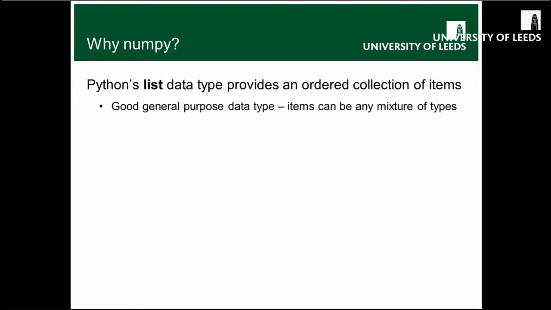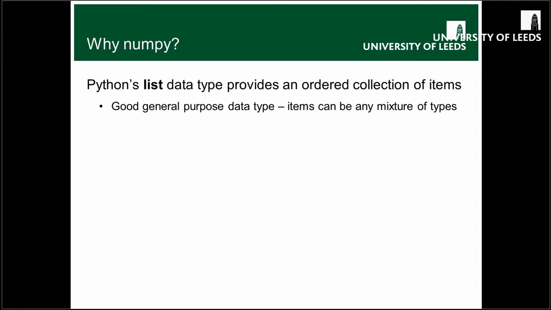So Python has a perfectly good list data type that provides us with an ordered collection of items. That's where you can index each of the items with a number. So the list lets you index into it, and you can pull out each item by its position in the list. And it's a good general purpose data type. It can store any kind of items you want in the list. It can be any mixture of data types.